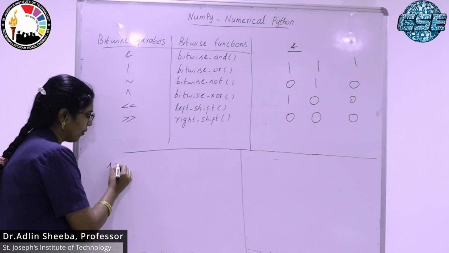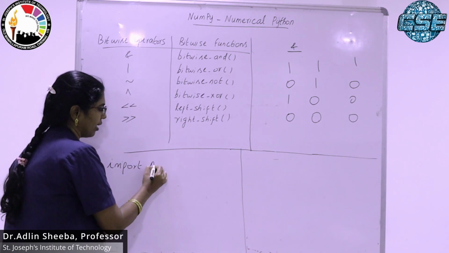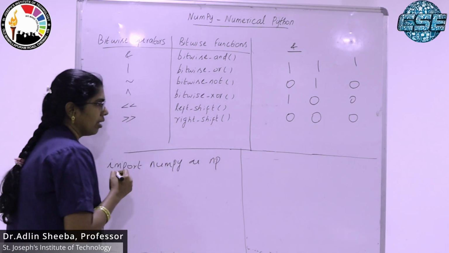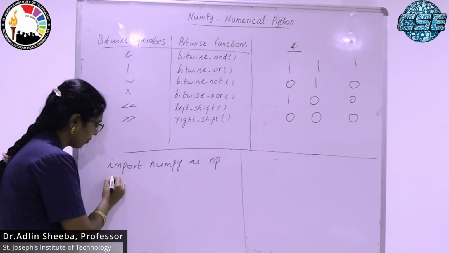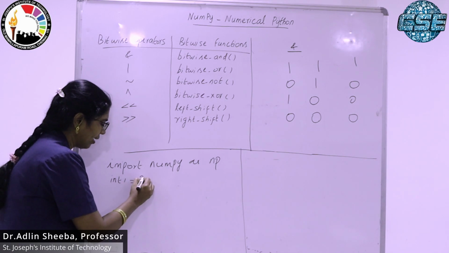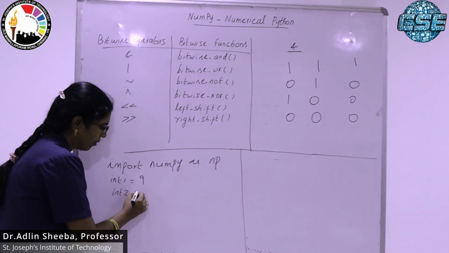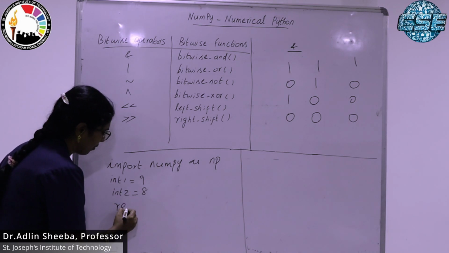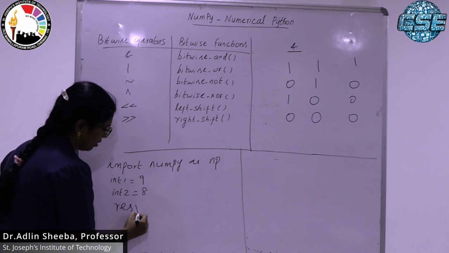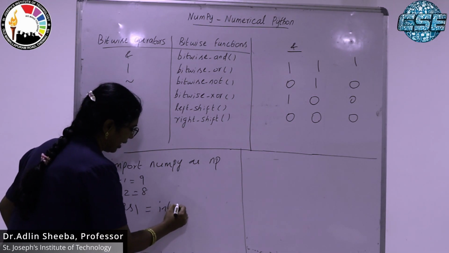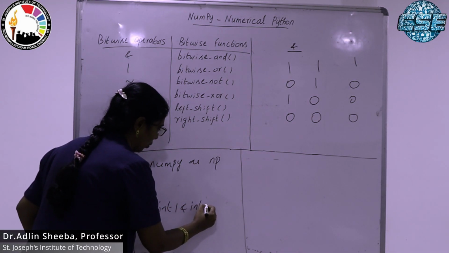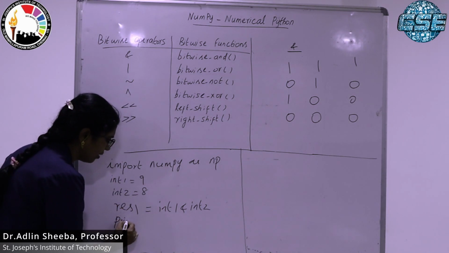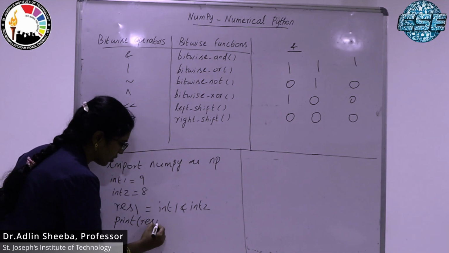Now we have to import NumPy as np. I am taking two numbers, int1 equal to 9 and int2 equal to 8. Now I am going to perform the bitwise AND operation. result1 equal to int1 and int2. This is the bitwise AND operator. Then I am printing the result, print of result1.